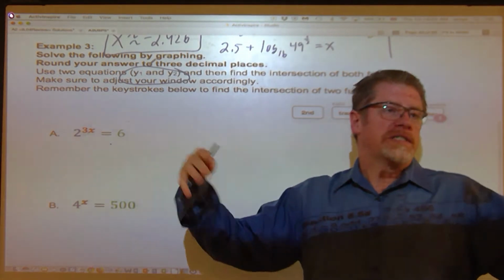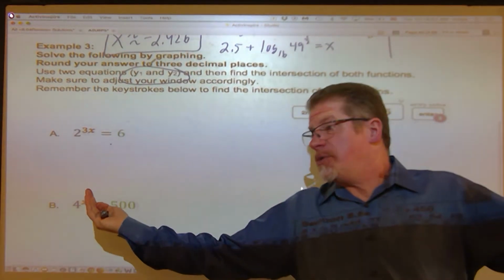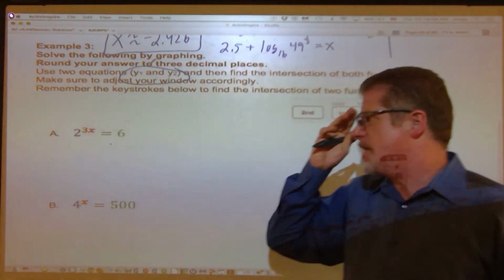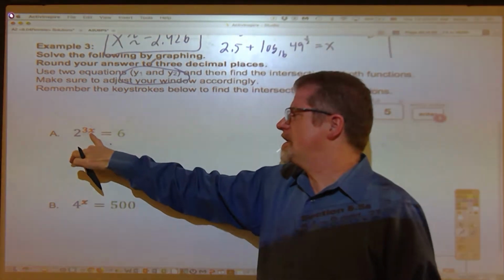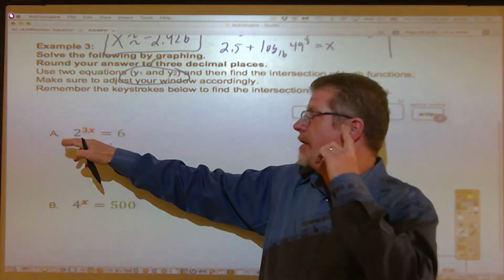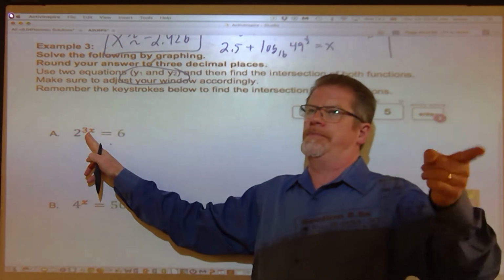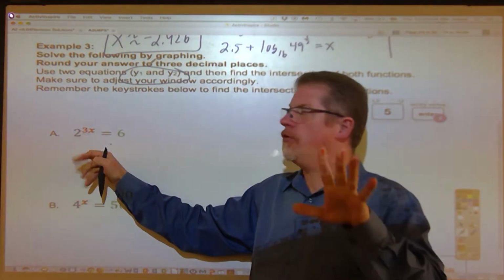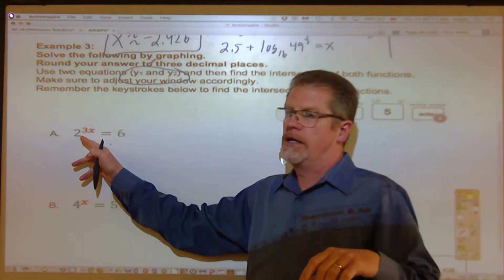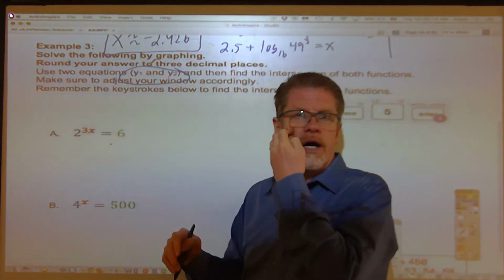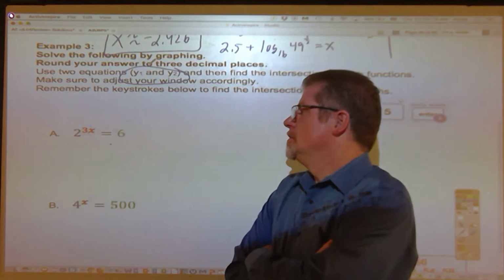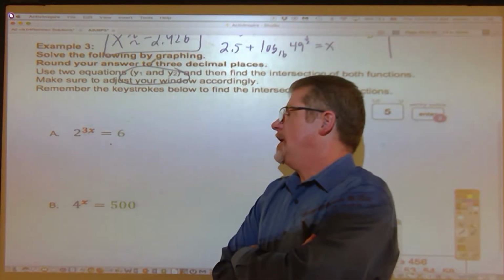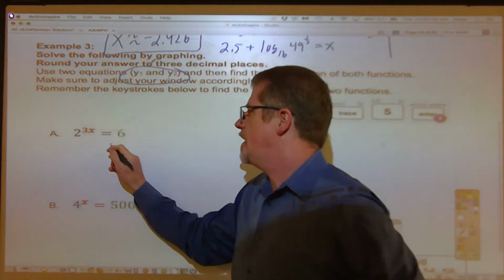By the way, since graphing involves setting up a viewing window, it sure would be nice to estimate the answer. I mean, I wonder what x is. Well, let's think about 3x. 2 to the first power is 2. 2 to the second power is 4, which is still less than 6. 2 to the third power is 8.